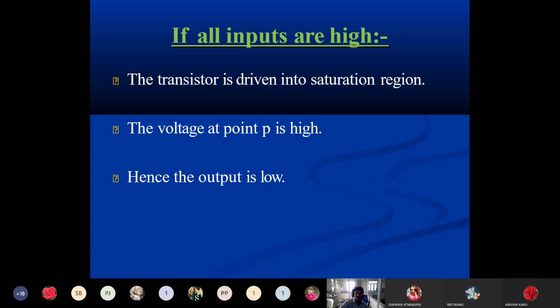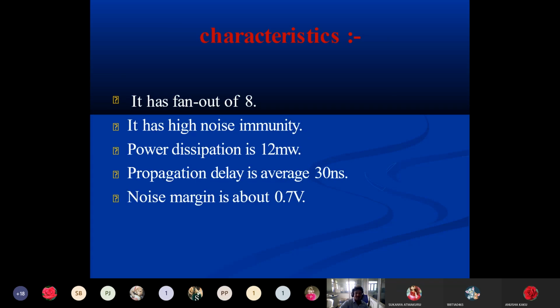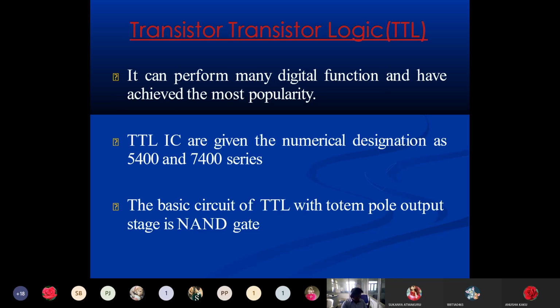Output will be 0. Next, the characteristics of diode transistor logic: the fan out is 8, and it has a high noise immunity, so it doesn't introduce any noise within the devices. The power dissipation is 12 milliwatts, the average propagation delay is 30 nanoseconds, and the noise margin is 0.7 volts.